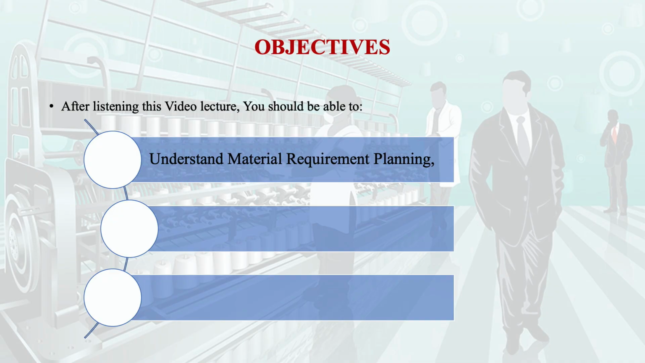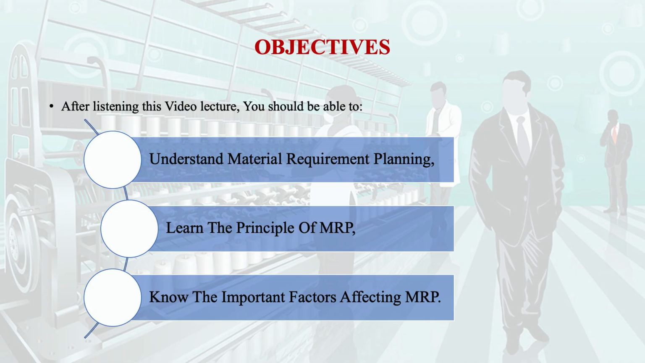So what are we going to study today? We are trying to understand what is meant by material requirement planning. We will also learn the principle of MRP. During the session, I will normally use the short form MRP, and we will learn the important factors which affect MRP. Now the first question which will come to your mind: what are the objectives of MRP?